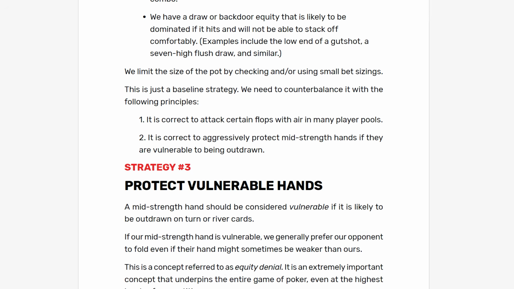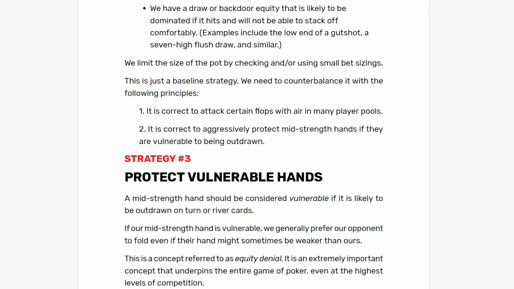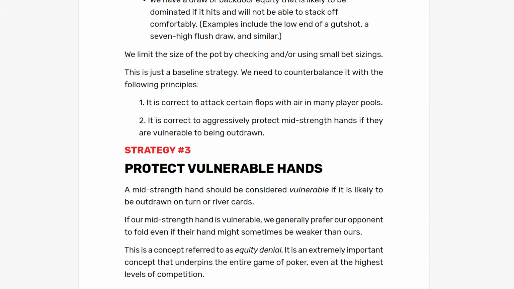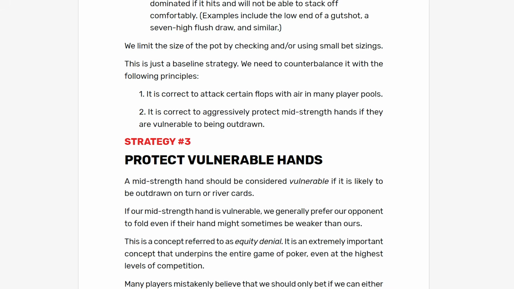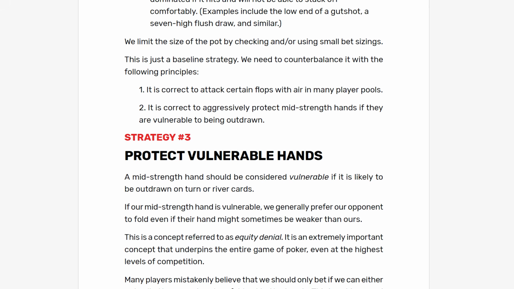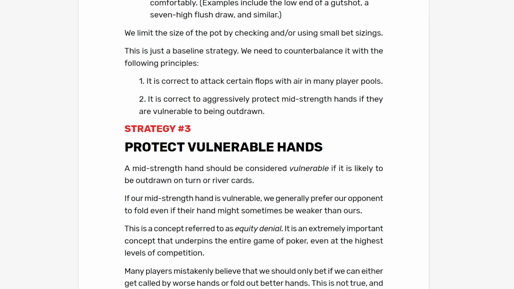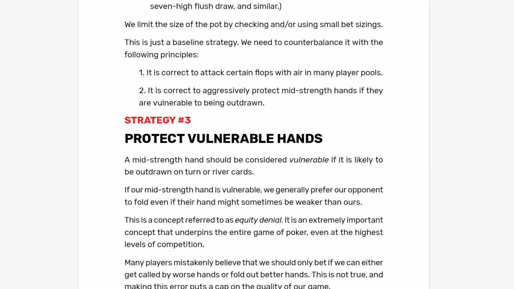Strategy 3. Protect vulnerable hands. A mid-strength hand should be considered vulnerable if it's likely to be outdrawn on turn or river cards. If our mid-strength hand is vulnerable, we generally prefer our opponent to fold even if their hand might sometimes be weaker than ours. This is a concept referred to as equity denial. It's an extremely important concept that underpins the entire game of poker, even at the highest levels of competition.